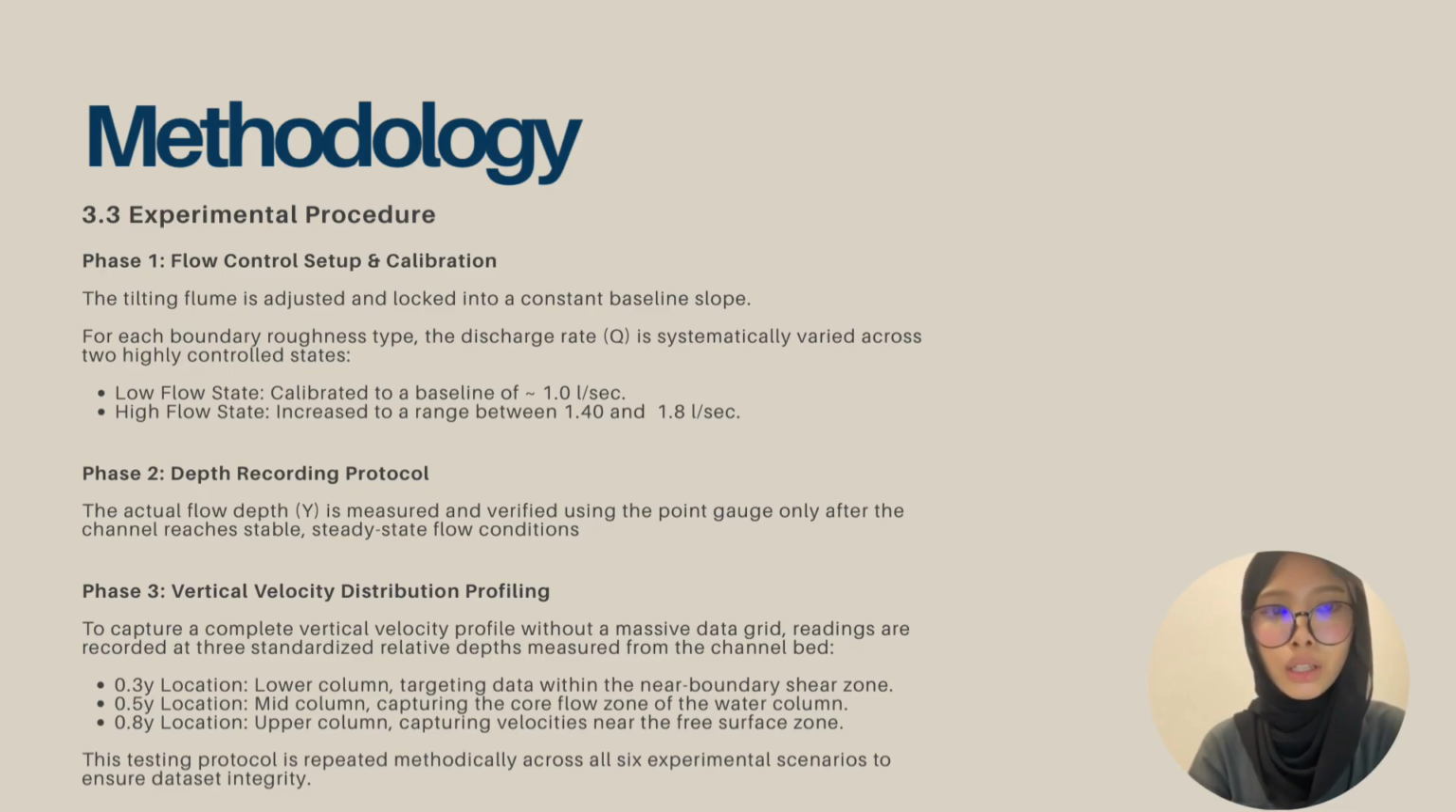These measurements were taken only after the water reached a stable, steady state condition to improve the accuracy of the results. Finally, in phase 3, we measured the vertical velocity profile. Instead of collecting data throughout the entire water column, we focused on three standard relative depths: 0.3y representing the lower region near the channel bed, 0.5y representing the middle of the flow, and 0.8y representing the upper region near the water surface.